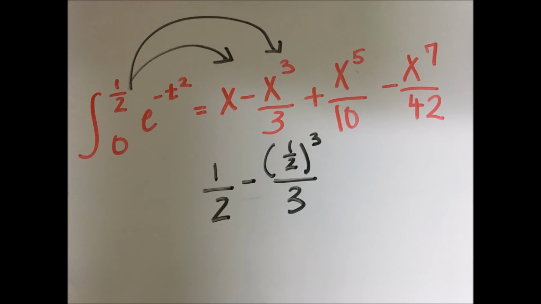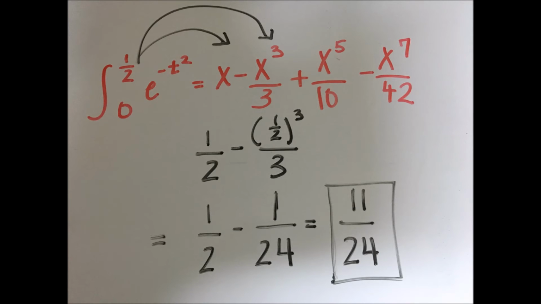To estimate the integral from 0 to 1/2 of e to the negative t squared using two terms, we simply plug in 1/2 as x into the first two terms we found in part 1 of part C. Adding the resulting values gives us a final answer of 11/24, which is the answer we got using the first method as well. I would recommend using the second method on a test since it is much faster than the first method.